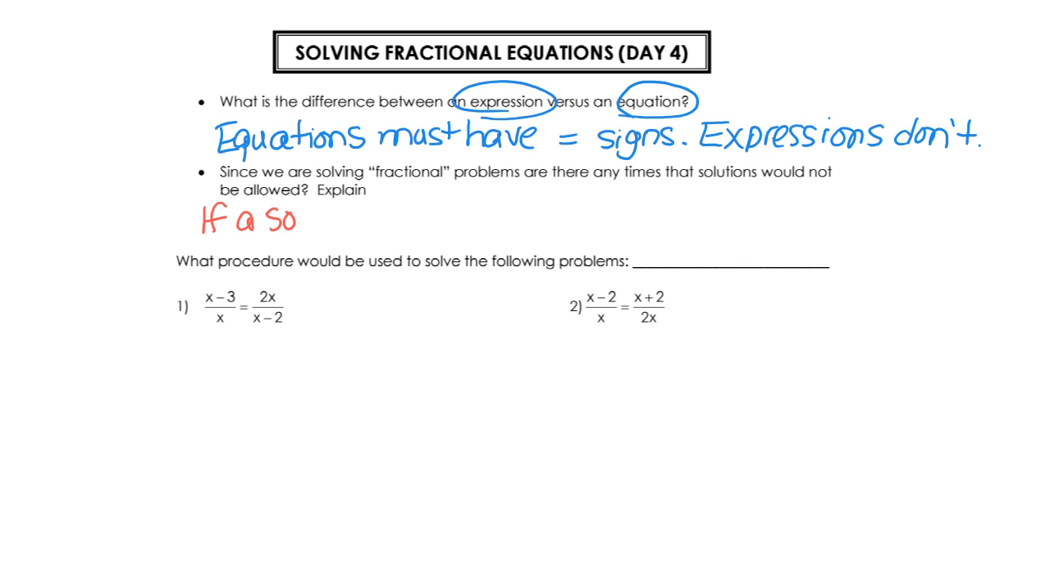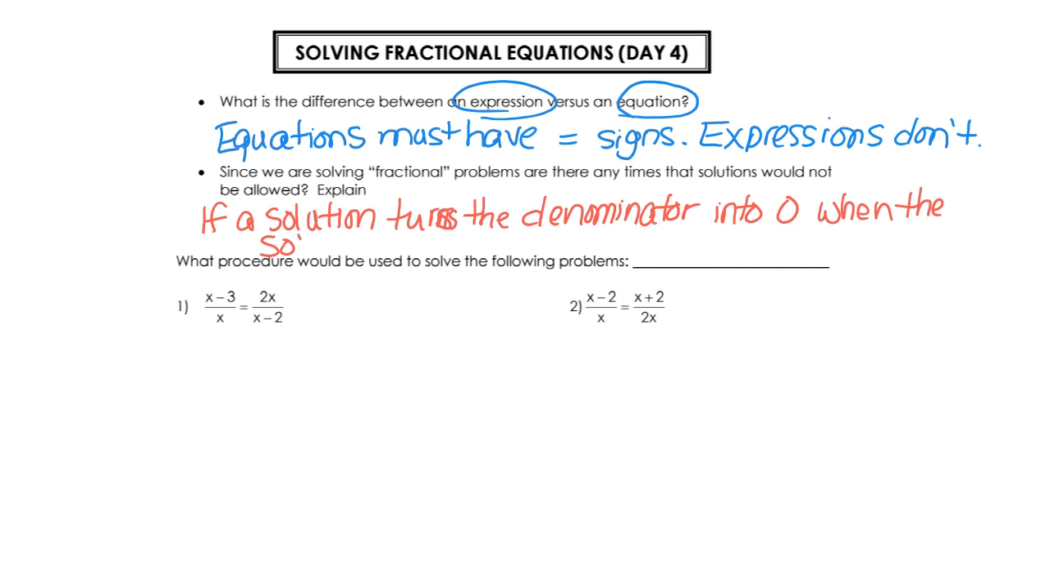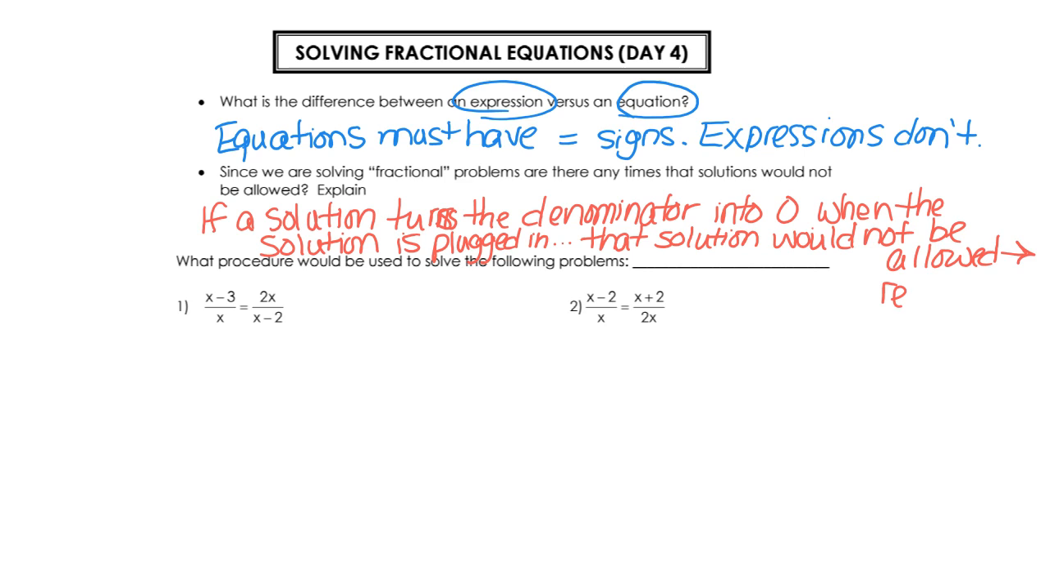a solution turns the denominator into 0 when the solution is plugged in, that solution would not be allowed. And when a solution is not allowed, what do we have to do to it? We have to reject it.